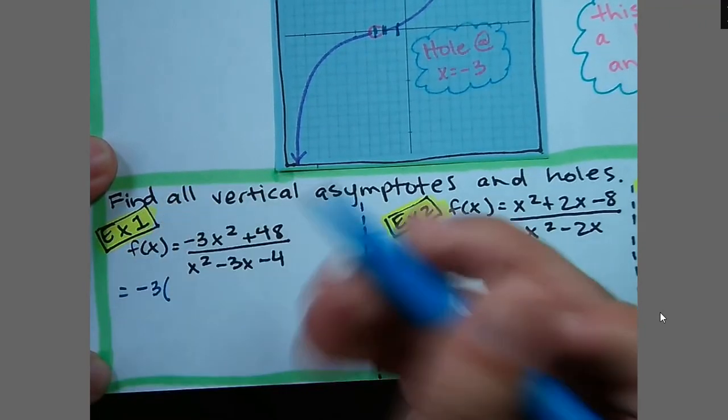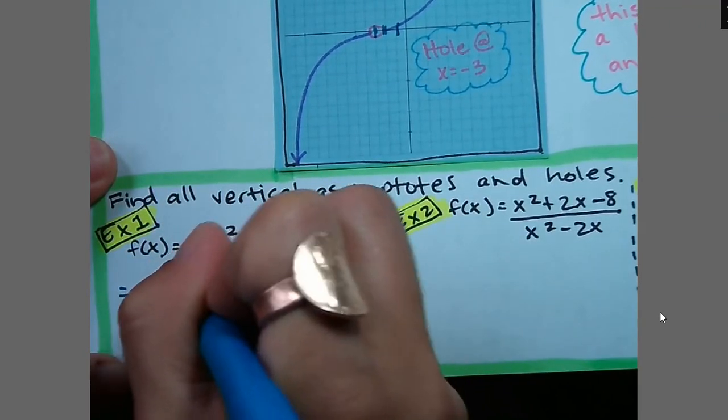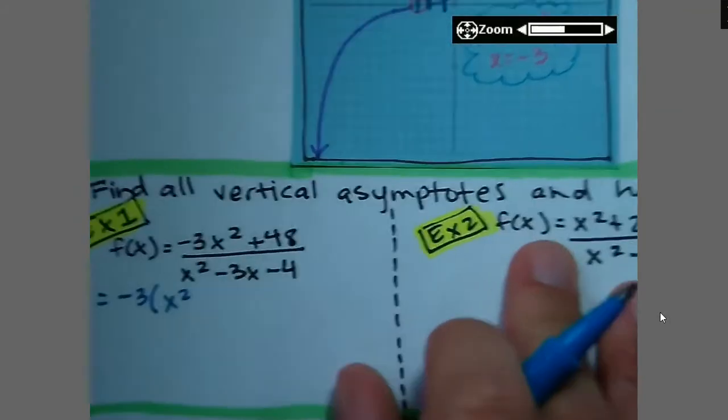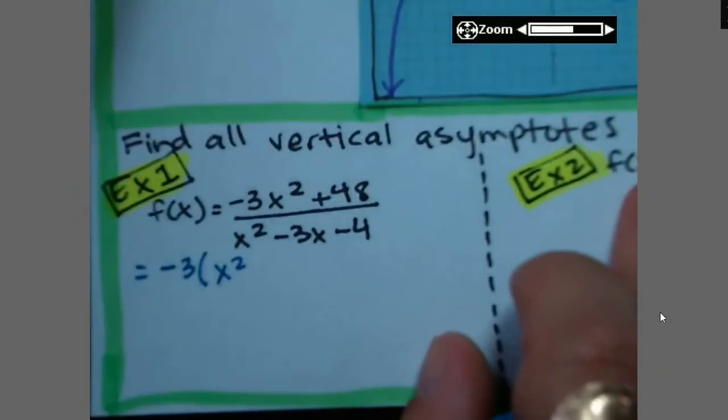And we're going to have x squared, let me zoom in, minus 16.